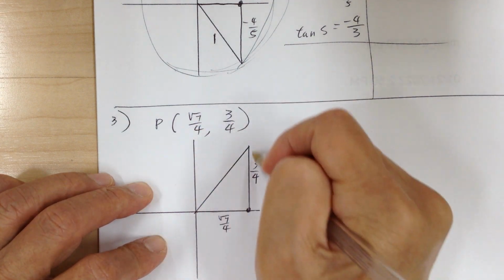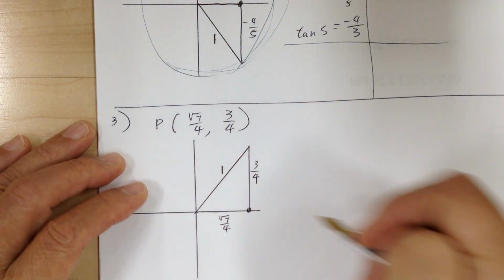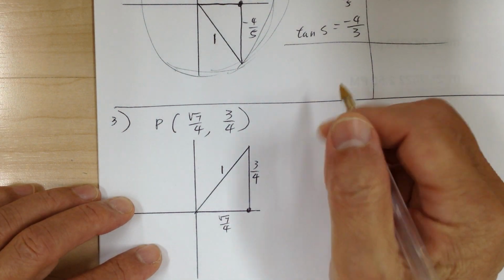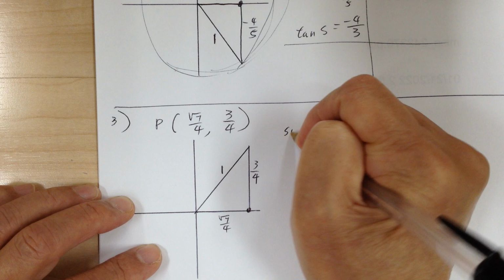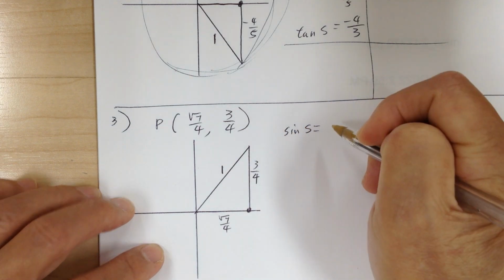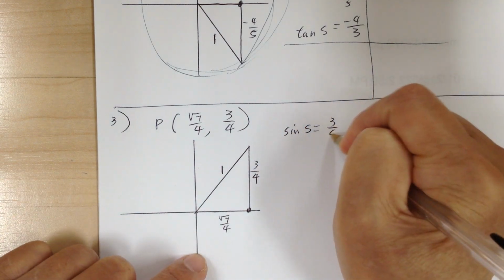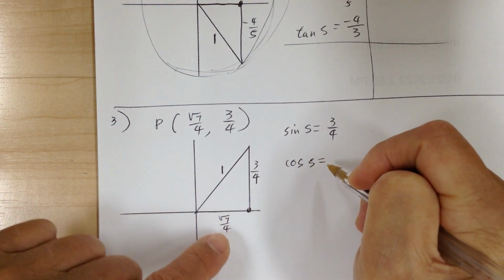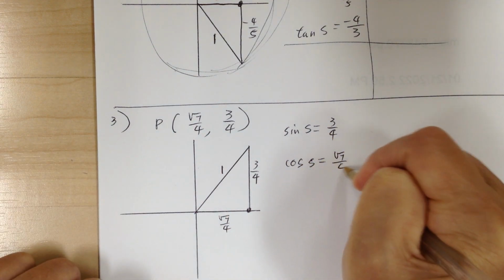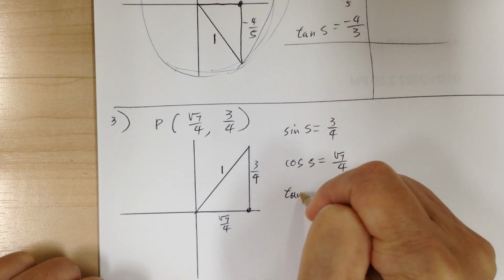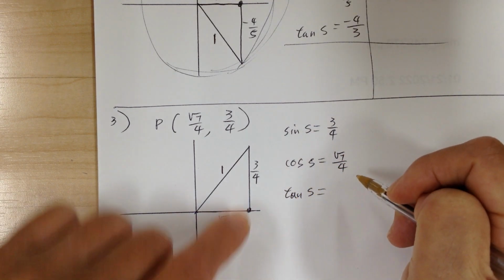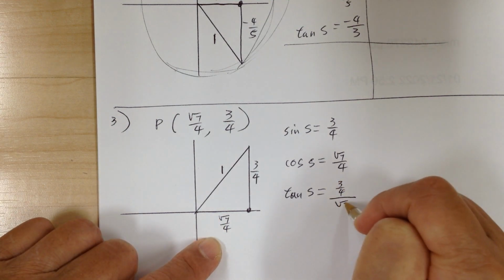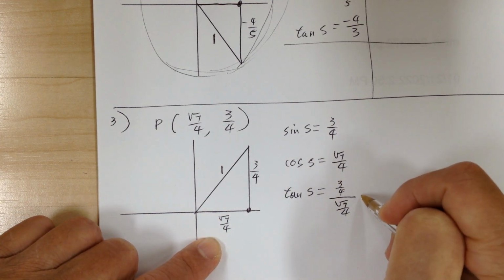Again, this is a unit circle. Unit circle means the radius is equal to 1. Okay, that's what unit circle means. So again, you get the function. So sine of s, sine is this over there, so it'd be 3/4. Cosine of s equal to this over there, so it'd be square root of 7/4. Tangent of s, again, tangent is y over x, so it'd be 3/4 over square root of 7/4.